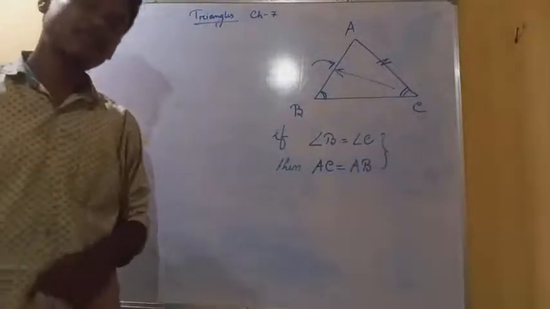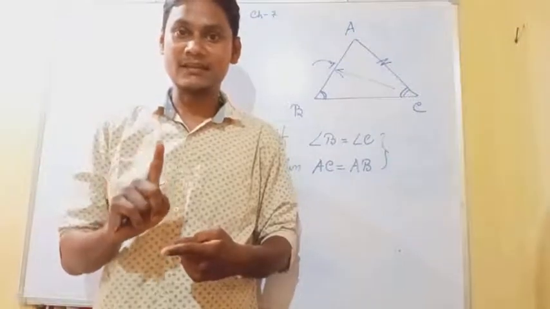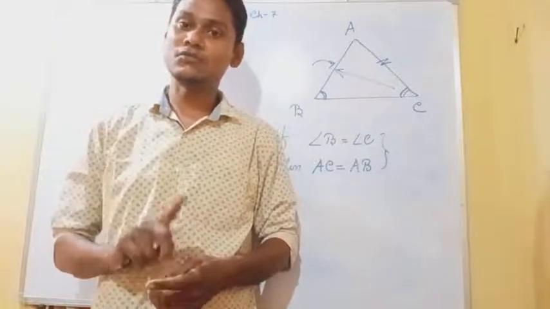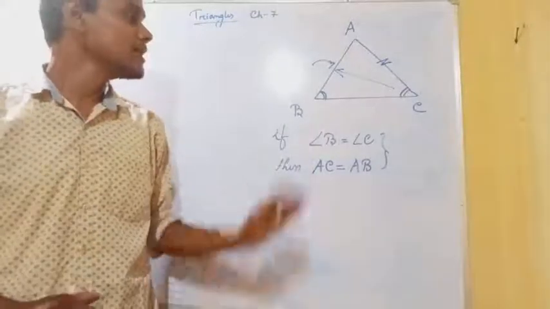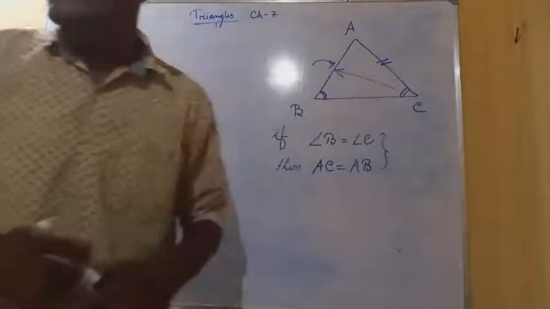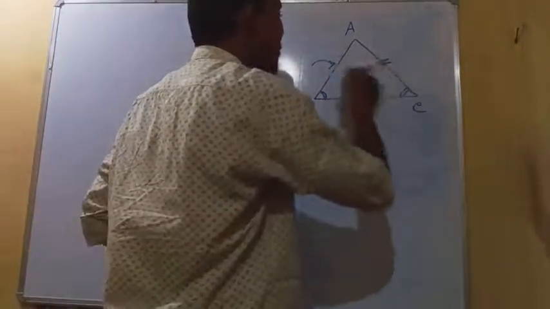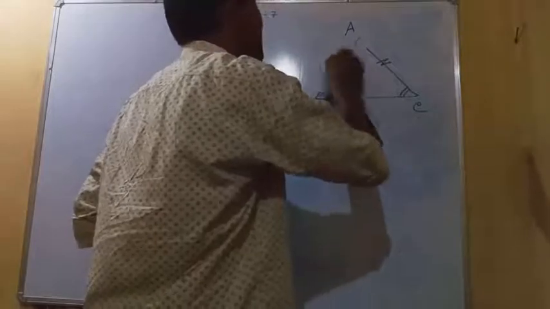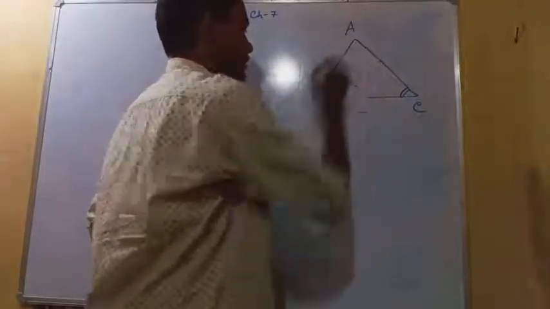Once again I will repeat: in a triangle, if two angles are equal, then the sides opposite to these angles will also be equal. Clear? Now let me explain how to prove this. As we did in the last question with the help of construction, in the same way we have to solve this. I hope all of you tried this. Those who have tried, very good. Those who have not tried, let's see this one.